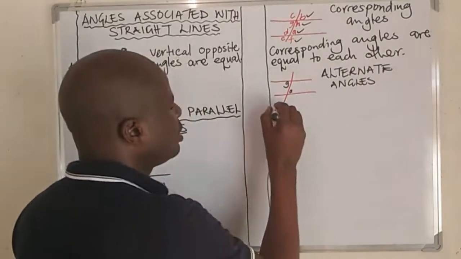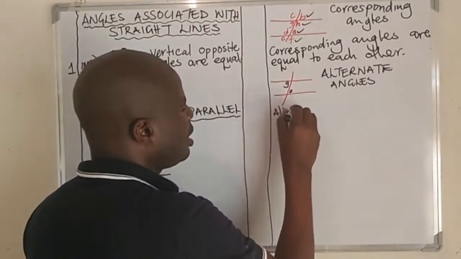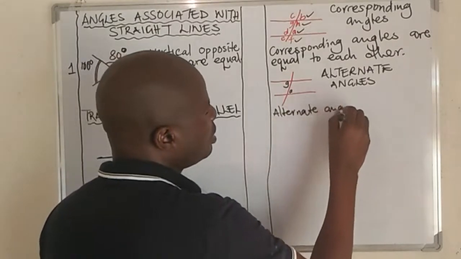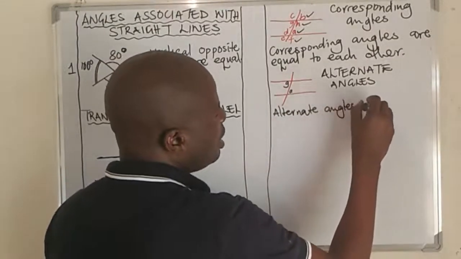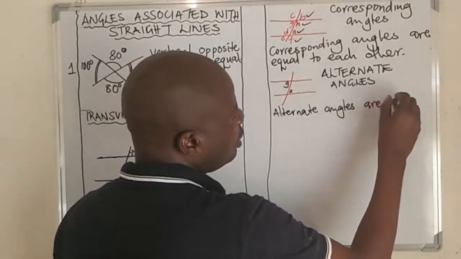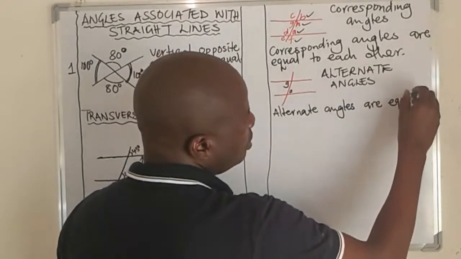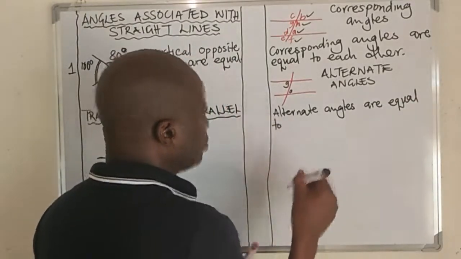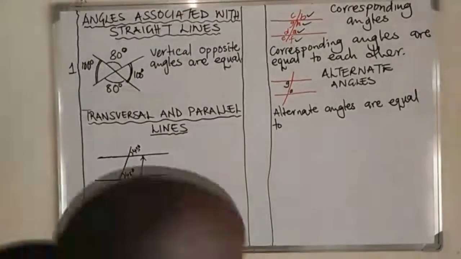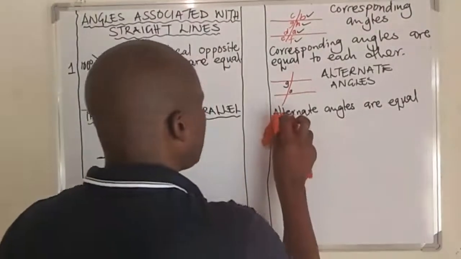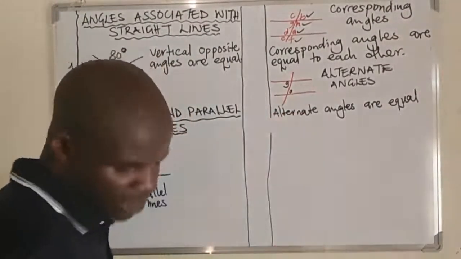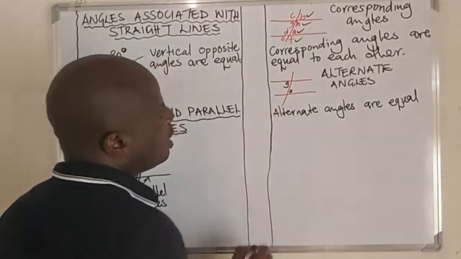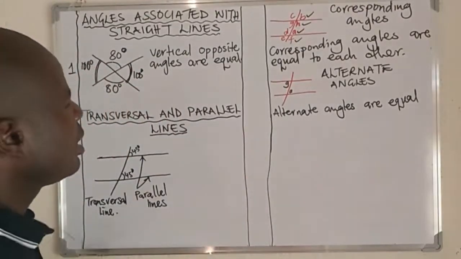So I'm saying alternate angles are equal. Alternate angles are equal.